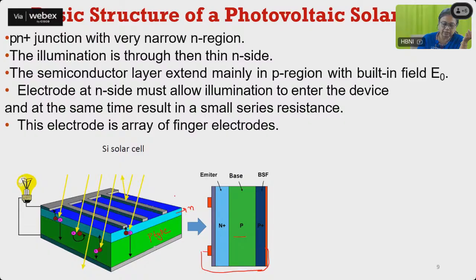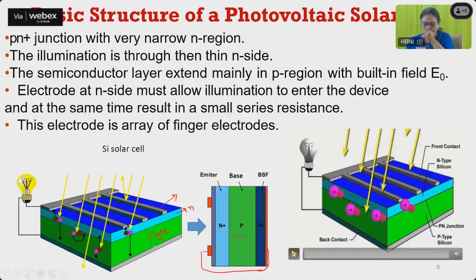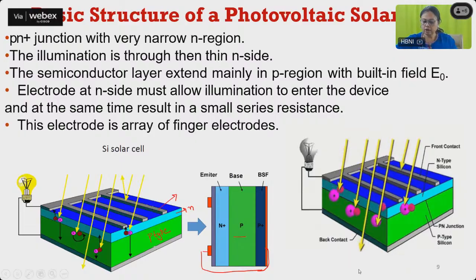So these electrodes are there, these are the metal electrodes. Because our photon is entering through the N side, it is very thin, and this electrode is an array of finger electrodes. Now you can see how it is happening. Just see this animation and then I will describe.